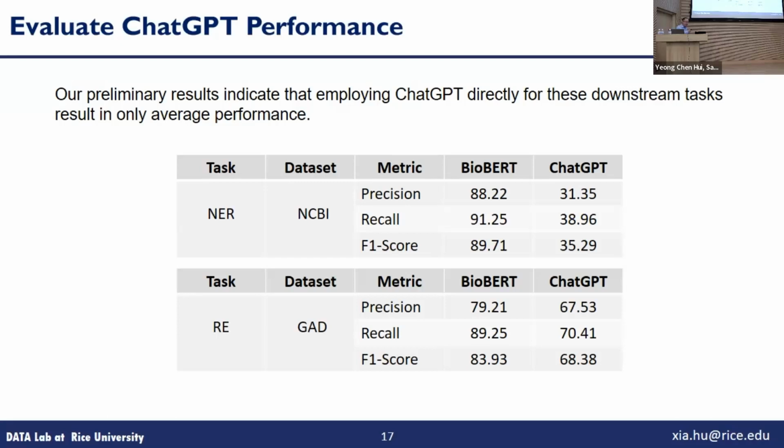By comparing ChatGPT with another large language model in the vertical domain, BioBERT, we can see that ChatGPT achieves much worse results compared to BioBERT on the NER task, such as 31 compared to 88. It's much worse, right? It's not even usable.